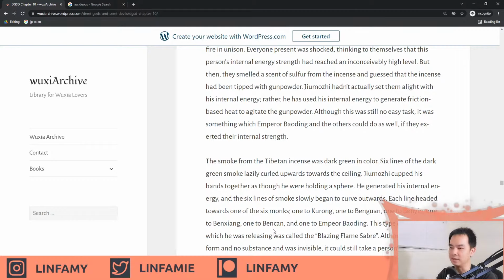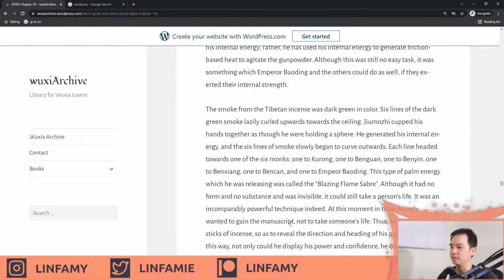Jiumozu cupped his hands together as though he were holding a sphere. He generated his internal energy, and the 6 lines of smoke slowly began to curve outwards. Each line headed towards one of the 6 monks. 1 to Kurong, 1 to Bunguan, 1 to Bunyin, 1 to Bunxiang, 1 to Buncan, and 1 to Emperor Baoding. He's fighting with smoke. This type of palm energy, which he was releasing, was called the Blazing Flame Saber.